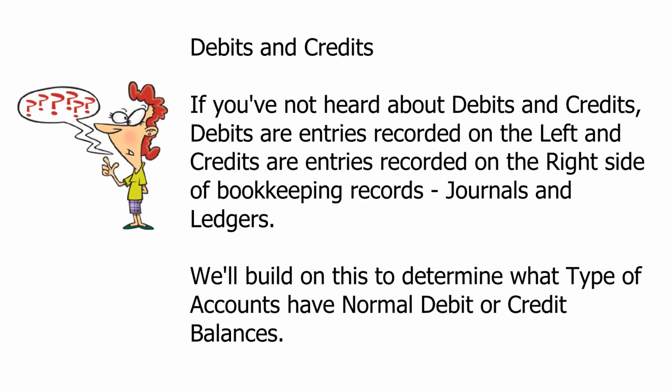Debits and credits. If you've not heard about debits and credits, debits are entries recorded on the left and credits are entries recorded on the right side of bookkeeping records, journals and ledgers. We'll build on this to determine what type of accounts have normal debit or credit balances.